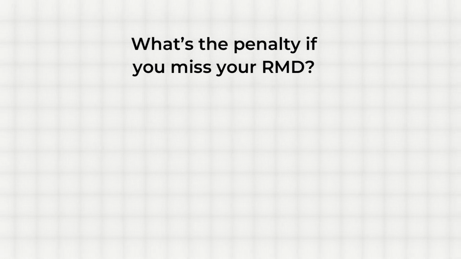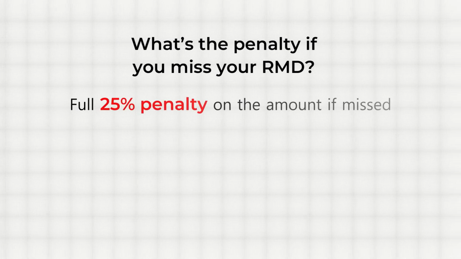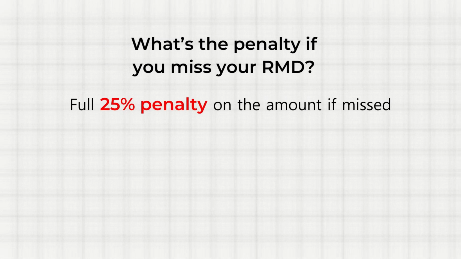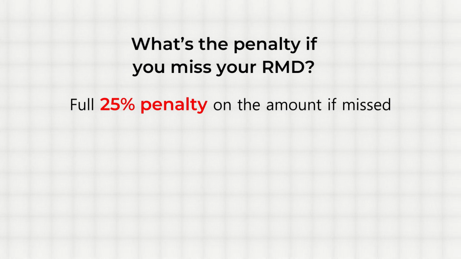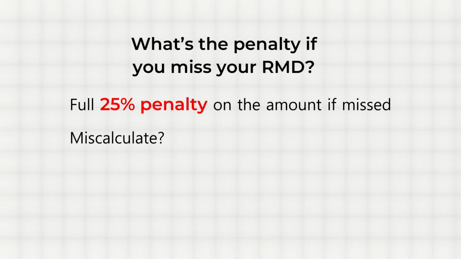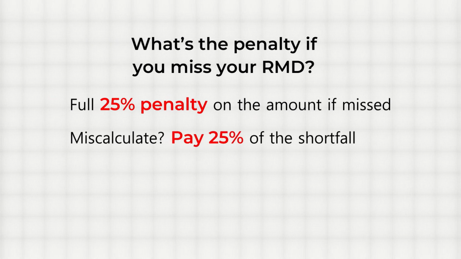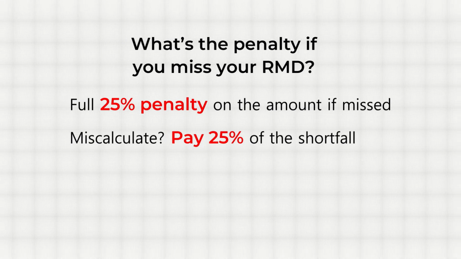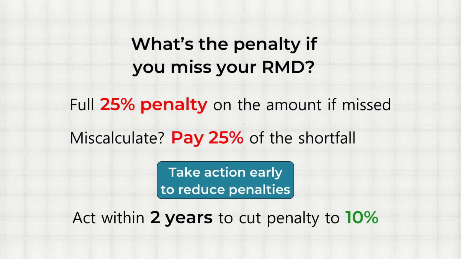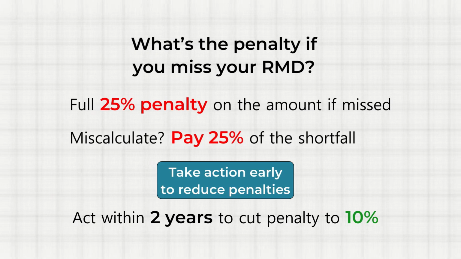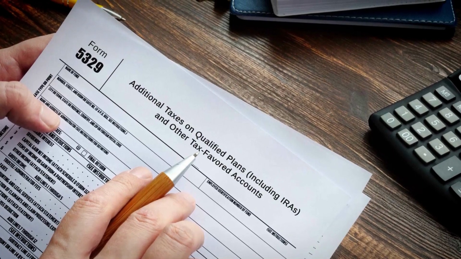So what is the penalty if you miss your RMD? If you miss it altogether, you're subject to a 25% penalty on the entire amount. So that's pretty steep. Now, if you just miscalculated it and you withdraw an amount that's less than your required minimum distribution, you're still on the hook for 25% of the shortfall. But if you take action within the first 2 years, and ideally the sooner the better, the IRS may reduce that penalty to 10%, and in some cases, they may waive it entirely if you fix it quickly and explain the mistake in writing by filing the proper form, which is IRS Form 5329.